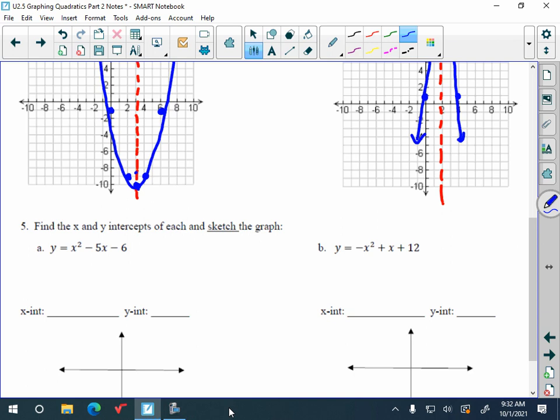So the y-intercept's easy. Again, if you just plug 0 in for x, you're going to get everything go to 0 except the constant term. All right, now to get the x-intercept, we're replacing y with 0.